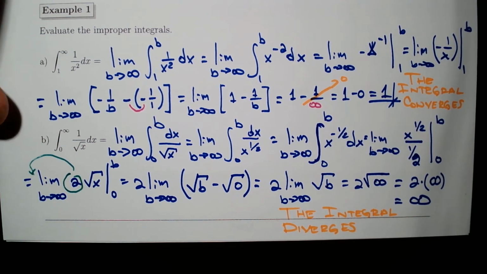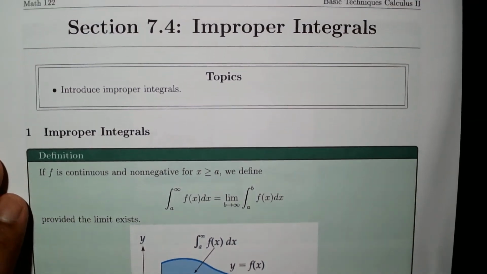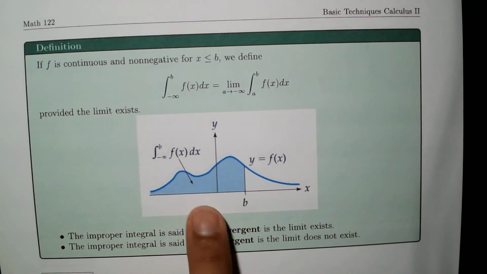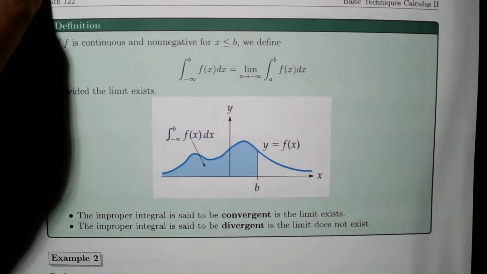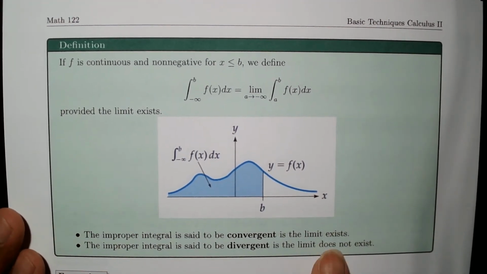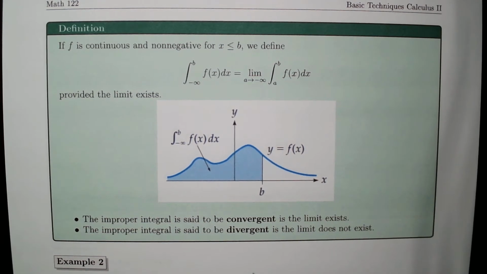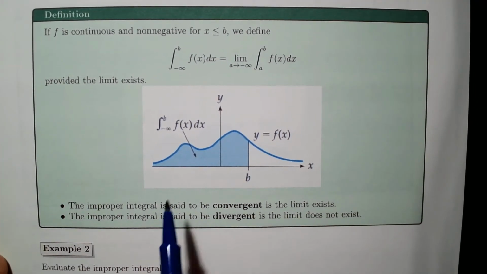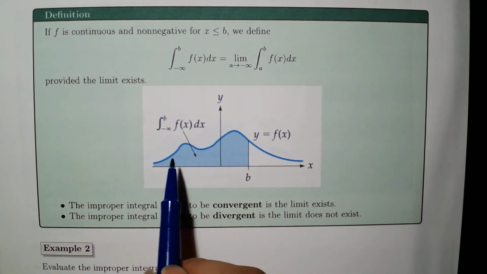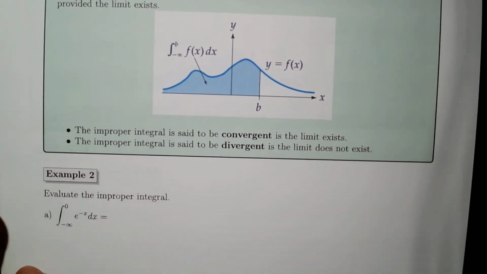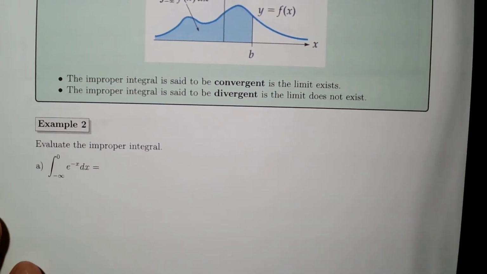Let's look at the second case of improper integrals, in which in this case we evaluate from negative infinity to a number. So that is in the other direction. Let's do one example. The conclusions are the same. The limit exists, the integral converges. Otherwise, the limit does not exist. The integral is said to be divergent or diverges. So in this case, the picture of this is we integrate to infinity in the negative direction. All right. So let's do one example.